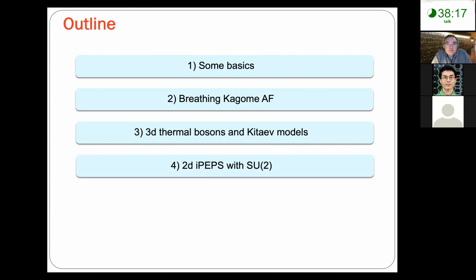Then I will explain an algorithm that we developed to compute thermal states of three-dimensional systems on arbitrary lattices, and how we applied this to bosonic models and also to higher dimensional Kitaev models. And last but not least, I will explain incorporating SU2 symmetry in two-dimensional PEPs and implementing simulations for complicated SU2 invariant 2D models. As you will see, there are some controversies there that we are still discussing, and that's what I will be talking about. Let's start with the basics.